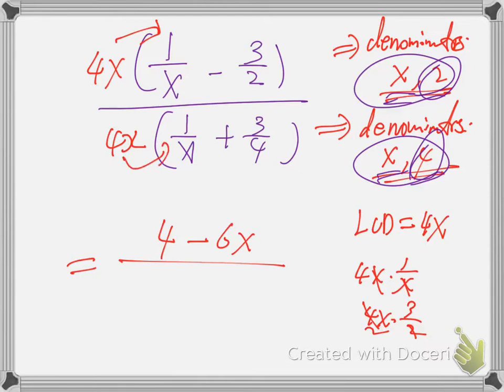Then 4x times 1 over x again is 4. And 4x times 3 over 4, the 4 cancels, so this is 3x.